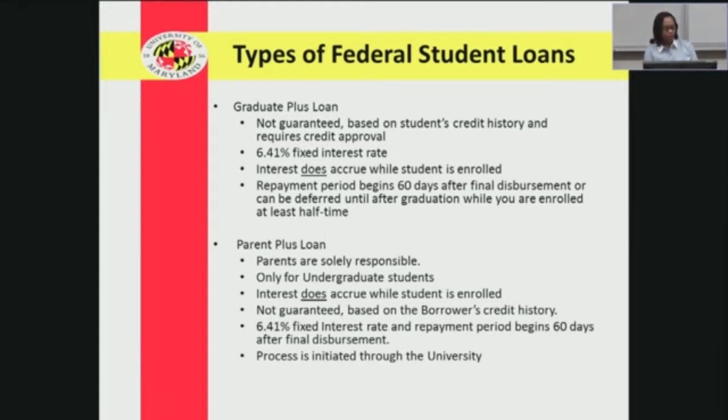The next loan is a Parent Plus loan. That's only for undergraduate students, if we have any in the room. It's a loan that's in your parent's name. Again, it is based on your parent's credit history, and it requires credit approval from the Department of Education. It can't be transferred over to the student later on, so it's always going to be in your parent's name. The interest rate is 6.41%, and 60 days after the final disbursement, repayment starts, or it can be deferred until after the student has graduated. The process is initiated through the financial aid office.